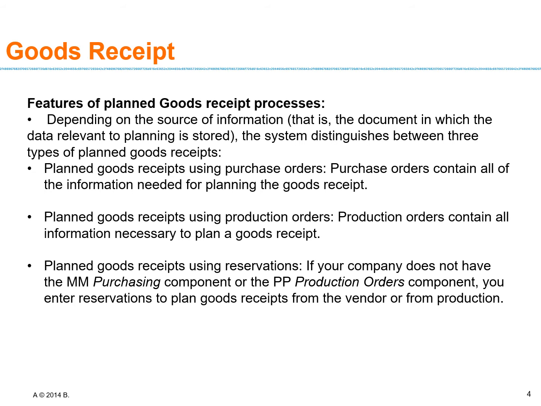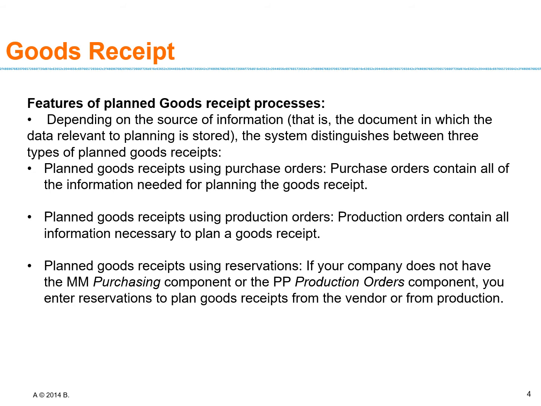So one of the important ones is planned good receipt using production orders. Production orders contain all the information necessary to plan a good receipt, right? So if there is any kind of material which you are going to receive from the production unit, then this particular planned good receipt is used.